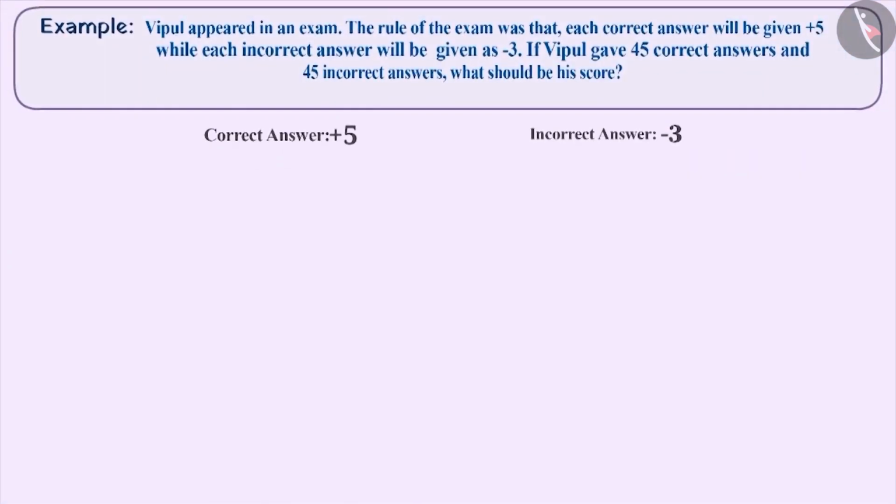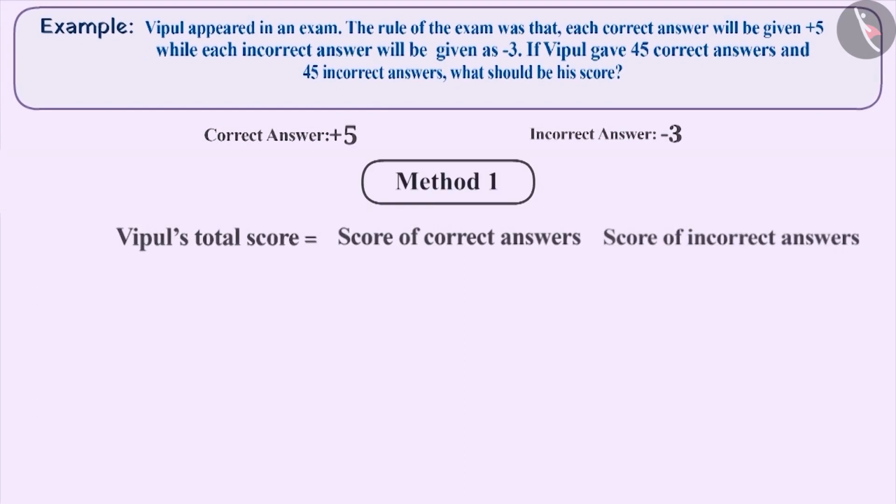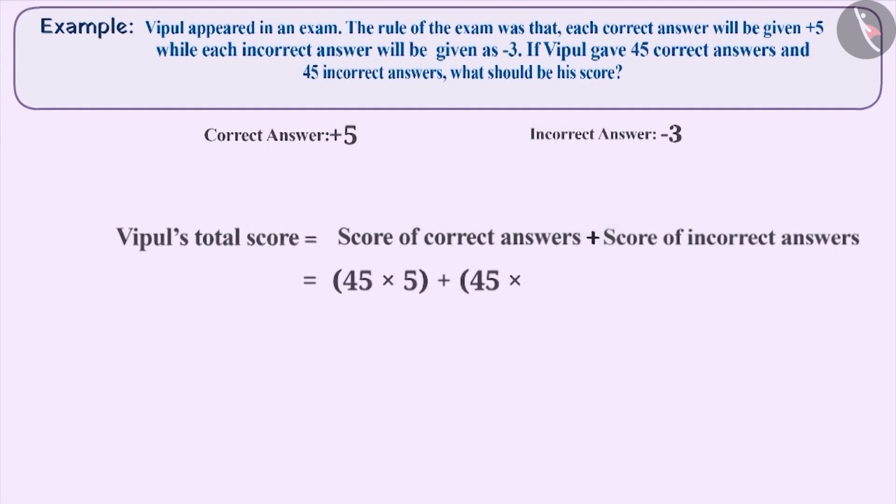We can find the solution by two methods. First way to do this is to find out the score of correct answers and similarly the score for incorrect answers and then add both the results. So Vipul's total score is equal to 45 multiplied by 5 plus 45 multiplied by -3 is equal to 225 plus -135 is equal to 90.